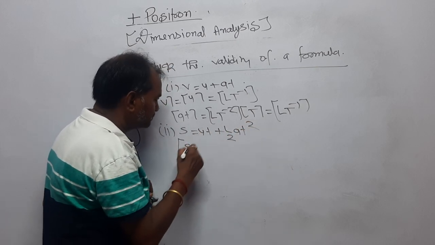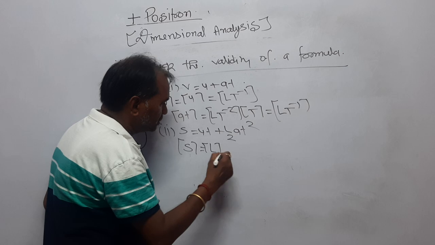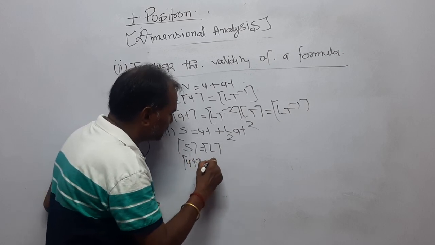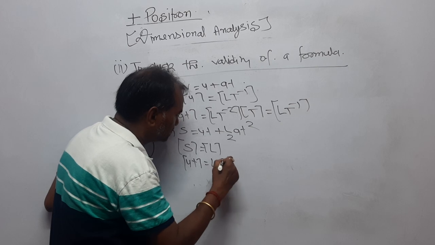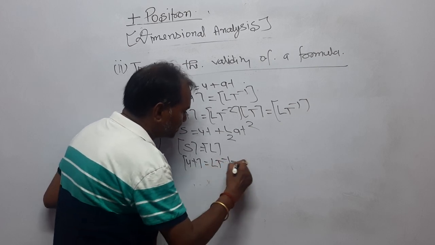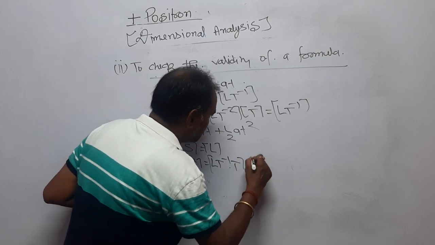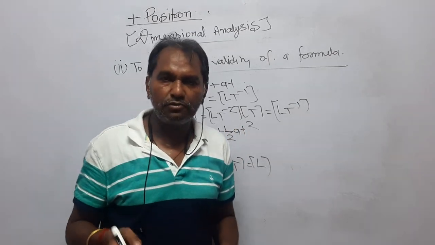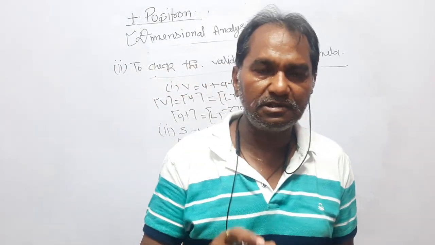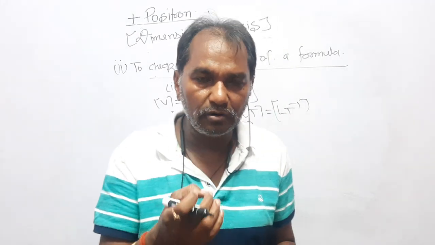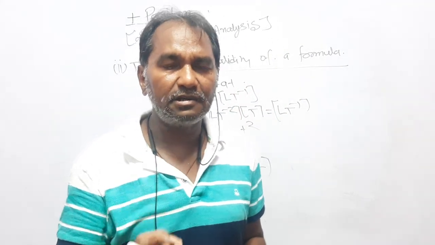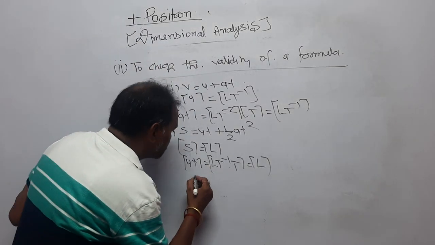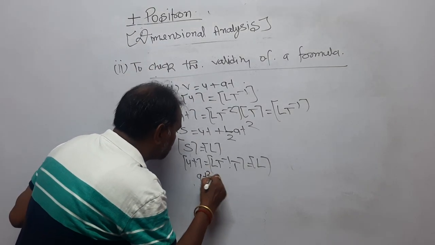Now s has the dimension L, u into t, u is what? L T to the power minus 1 and time is T. So it becomes again L. And in a similar way, this 1 by 2 has nothing to do with the dimension. This is a drawback, a loophole in dimensional analysis, that it does not consider the constants. So there is nothing we have to do with the half.